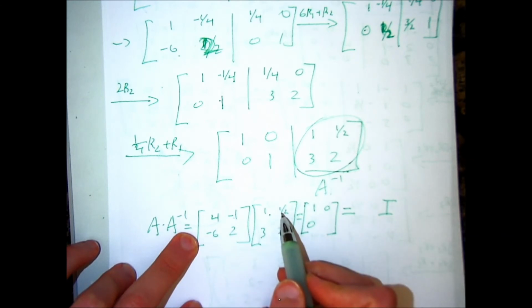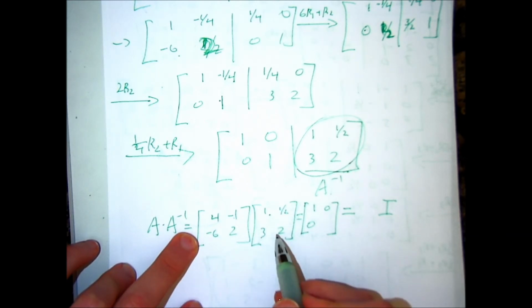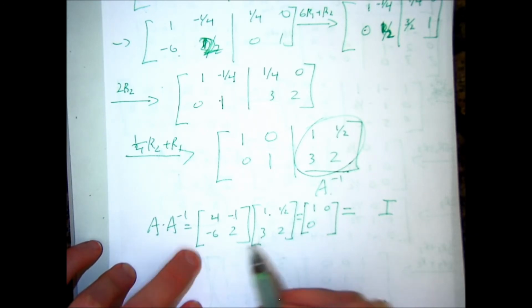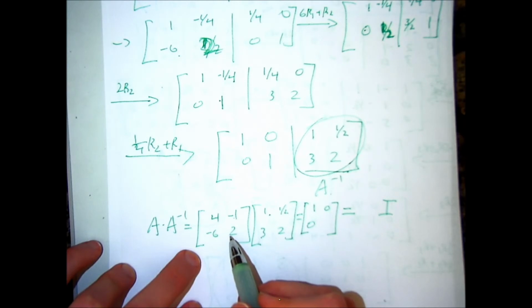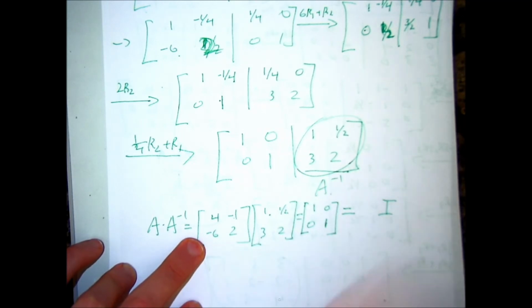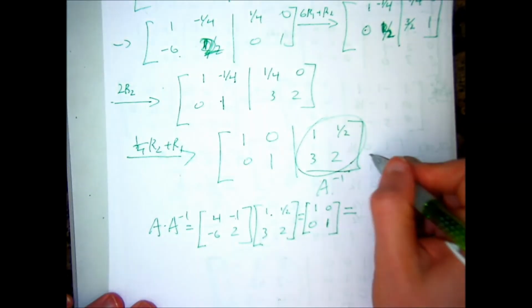-6 times 1/2 is -3. 2 times 2 is 4, so this ends up being 1. I'm sorry. Yeah, so that is the identity. So this is the inverse.